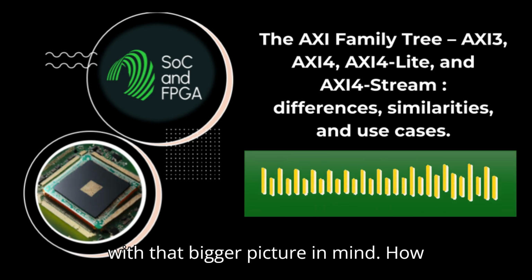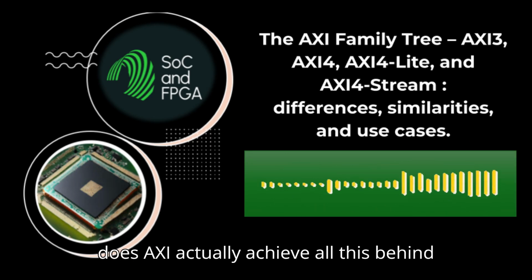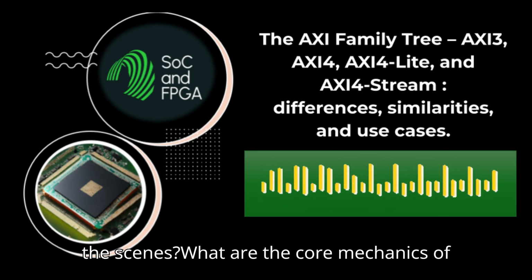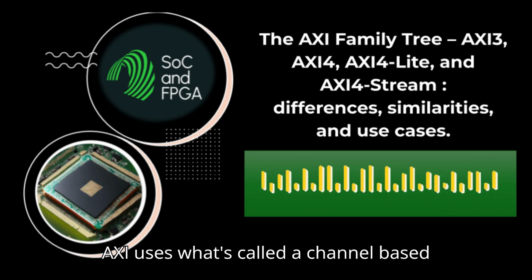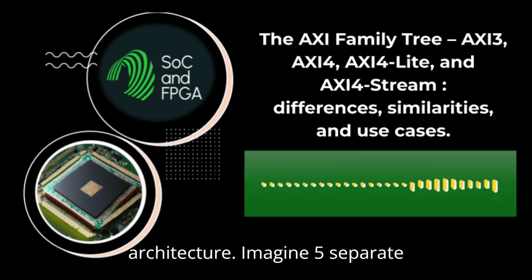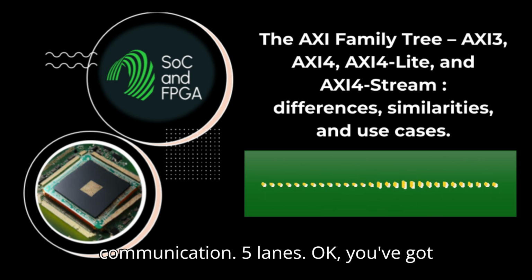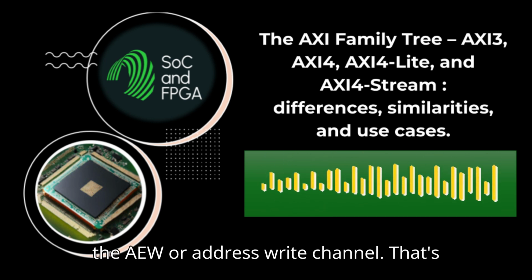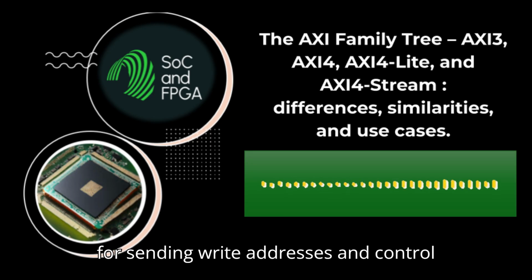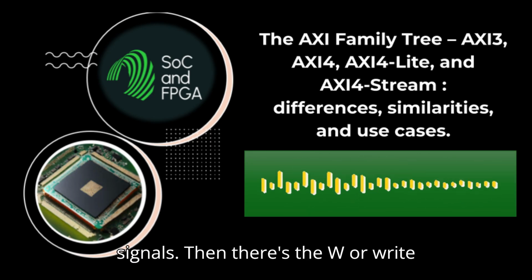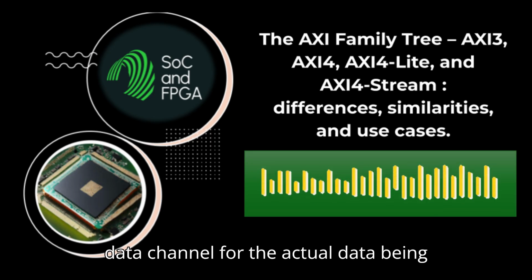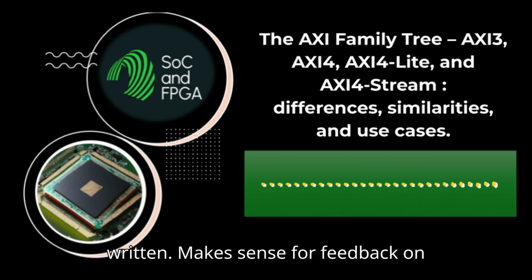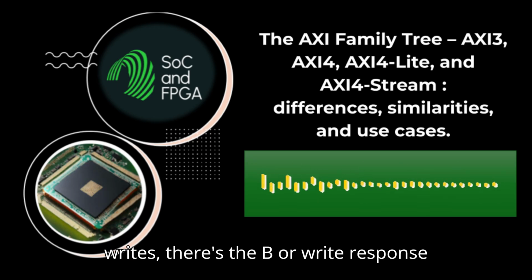All right, so with that bigger picture in mind, how does AXI actually achieve all this behind the scenes? What are the core mechanics of how it moves data inside a chip? Okay, so AXI uses what's called a channel-based architecture. Imagine five separate, dedicated express lanes for communication. Five lanes, okay. You've got the AW, or address write channel, that's for sending write addresses and control signals. Then there's the W, or write data channel, for the actual data being written. Makes sense. For feedback on writes, there's the B, or write response channel.